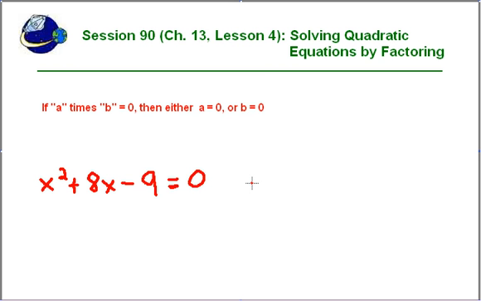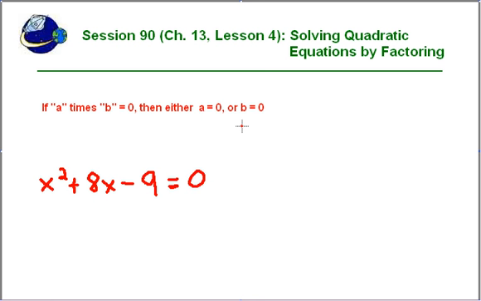Here in session 90, we're going to solve quadratic equations by factoring. But before we do that, the underlying principle behind solving these types of equations by factoring is the zero product property. And basically what that property says is that if A times B equals 0, then either A must be 0 or B must be 0.